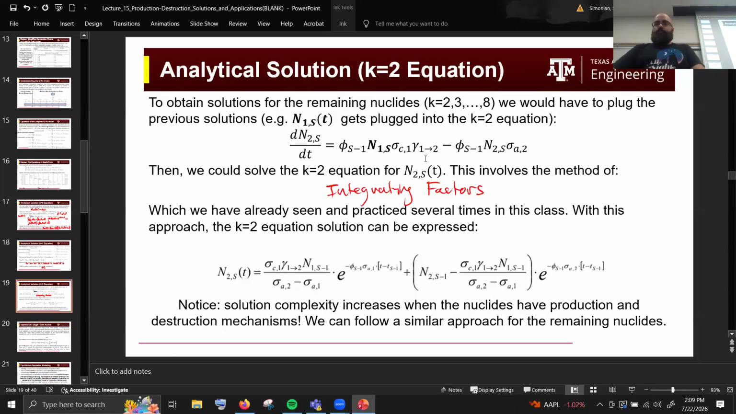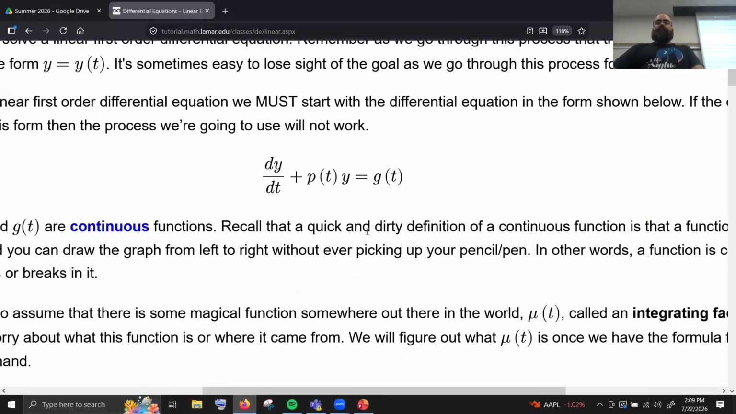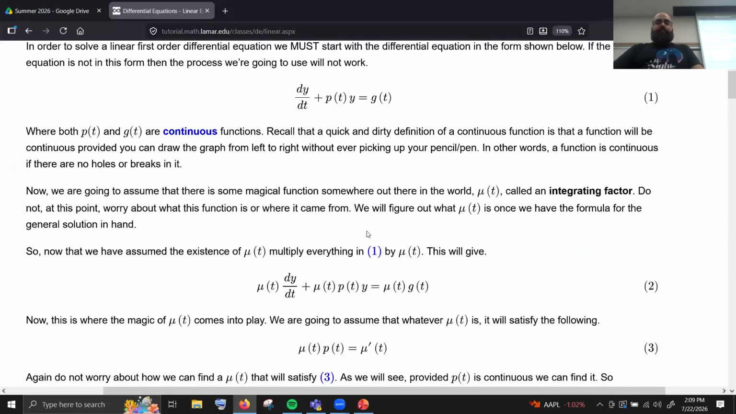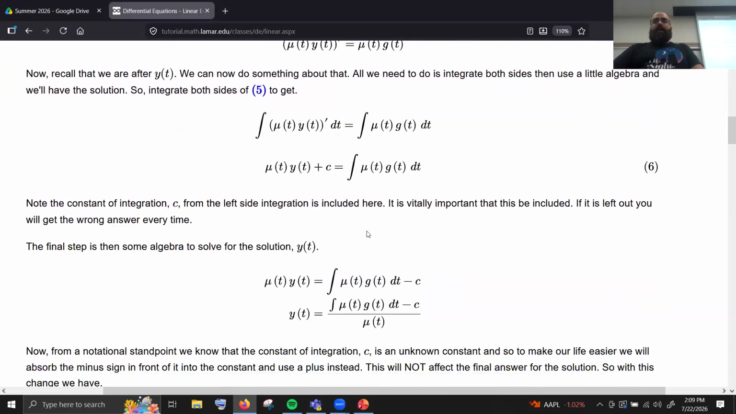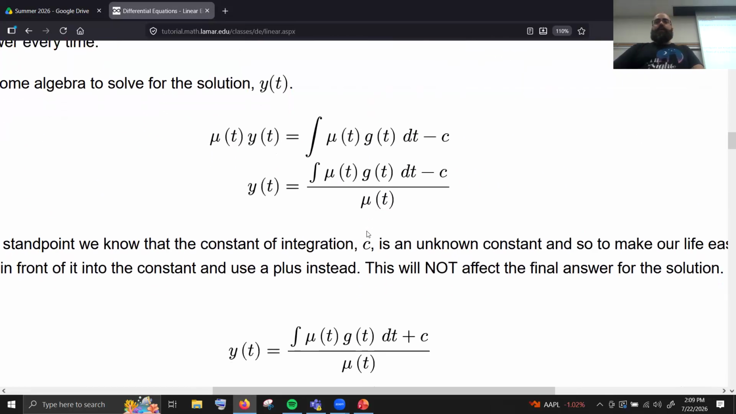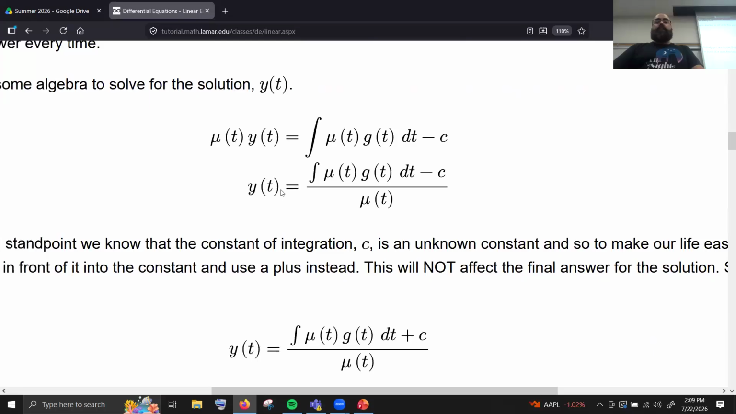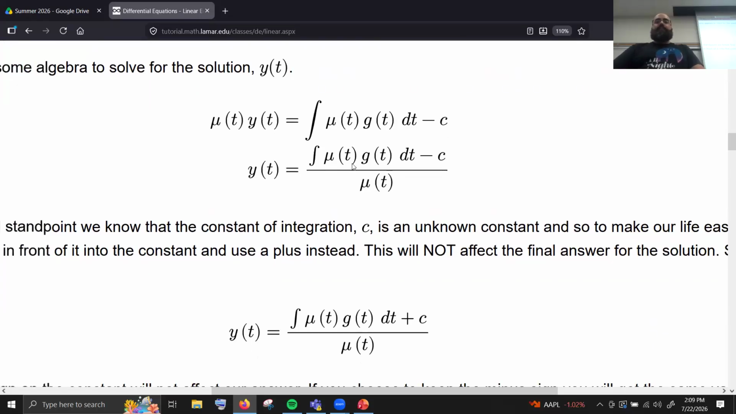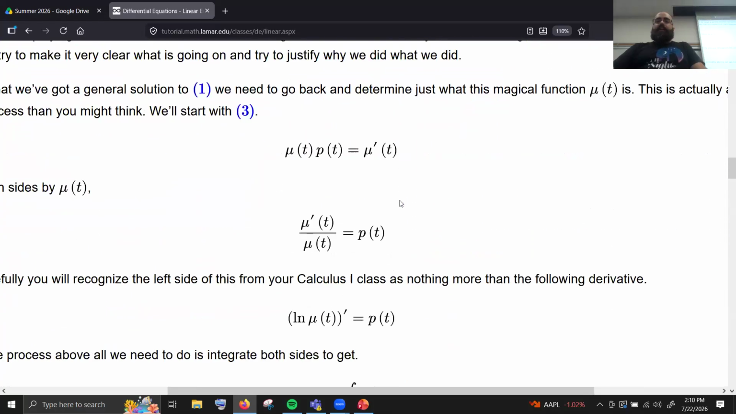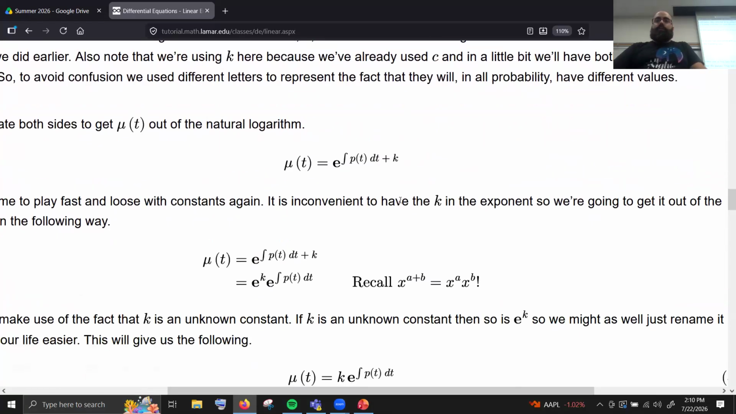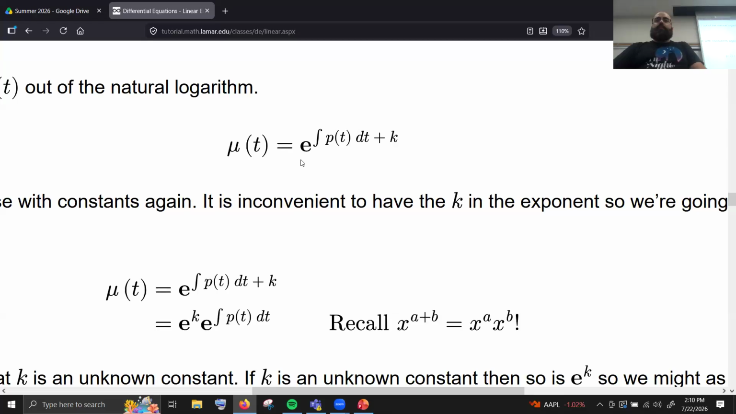So the way you solve a differential equation like this is by going through the integrating factor process. I also like Paul's Online Math Notes because he jumps to what the solution is going to look like for y of t. It basically involves taking the integrating factor, taking whatever that g of t function is, integrating those, and then dividing by the integrating factor. The integrating factor itself is just an exponential of the integral of the p of t function.